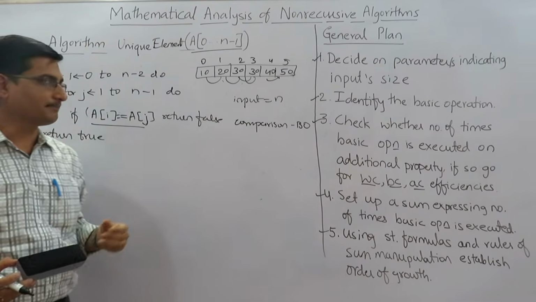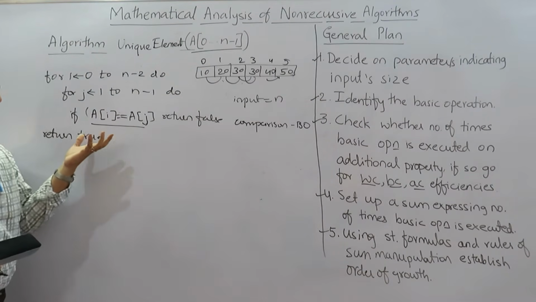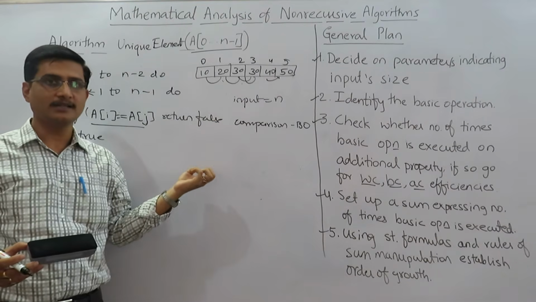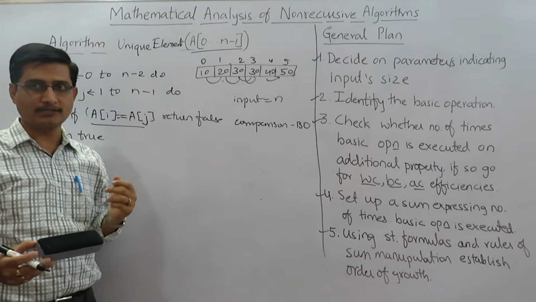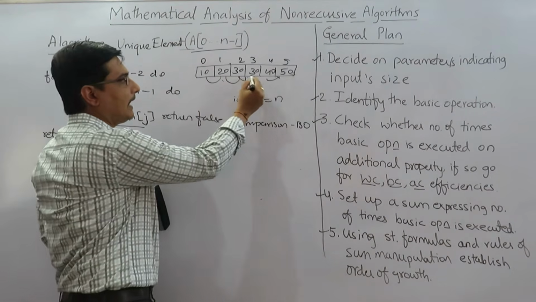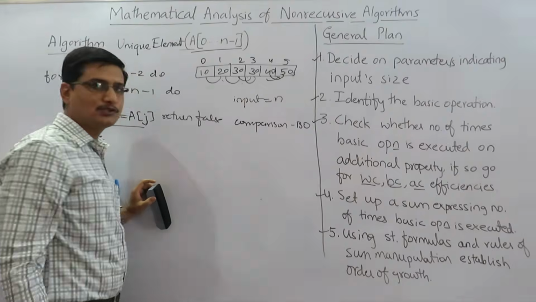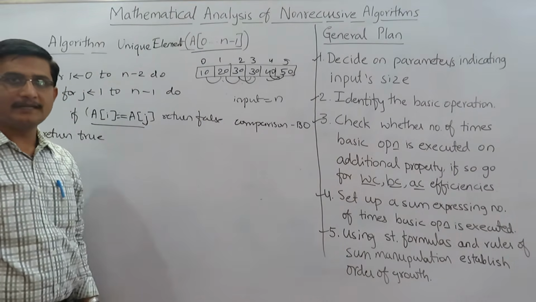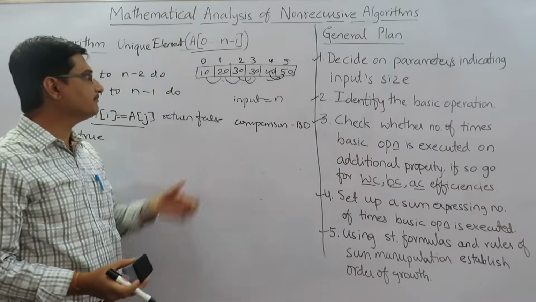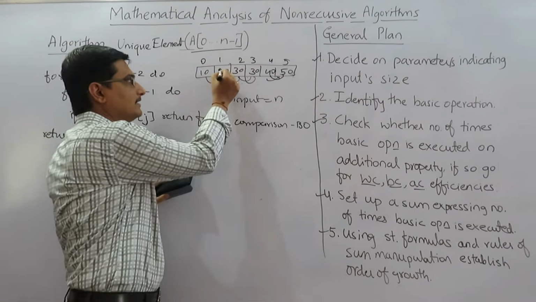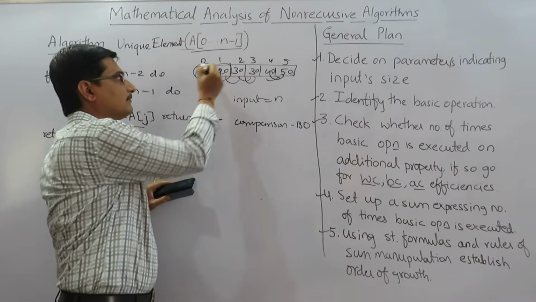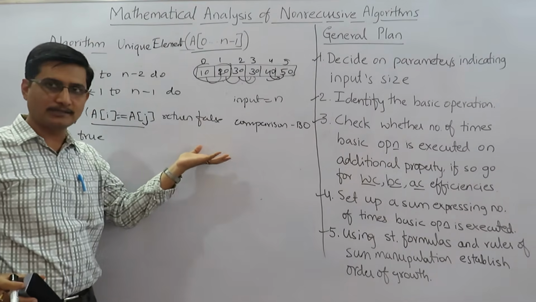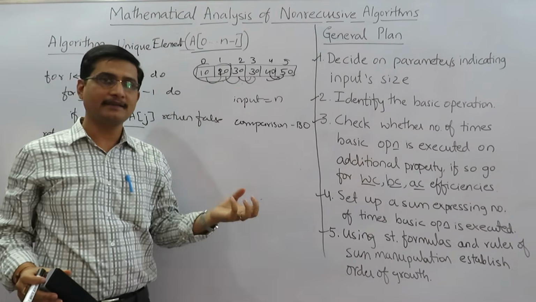We need to go for the third step. The third step is whether the number of times the basic operation is executed depends only on the size of the input. Assume this case, where there are no equal elements, or the equal elements are in the last two positions. Definitely it depends. If 10 and 10 are there initially, then the algorithm exits by saying that the first two elements themselves are equal and it returns false. So it depends on the specifics of the input.